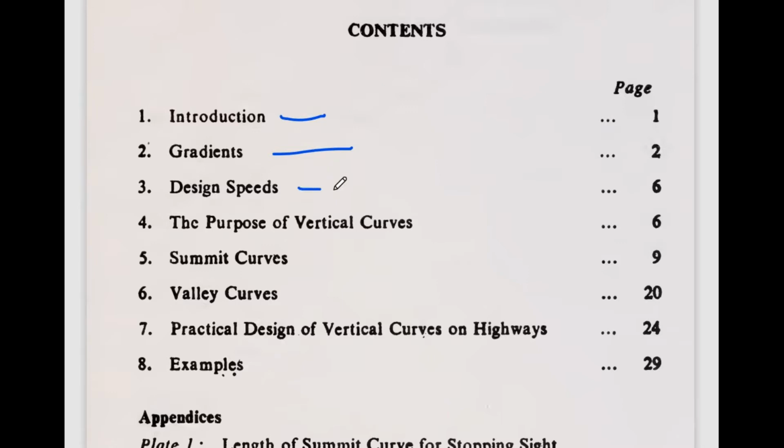Next we have seen the design speed. So while designing the vertical curves, the design speeds are very important, and for the different classes of road there are different design speeds. In the next part, that is in the fourth point, we have seen the purpose of vertical curve. So why is there a need to provide a vertical curve? Basically, in short, we can say that the vertical curves are necessary for providing safety and comfort to the vehicle users. So these were the 4 points that we have completed in the last video.